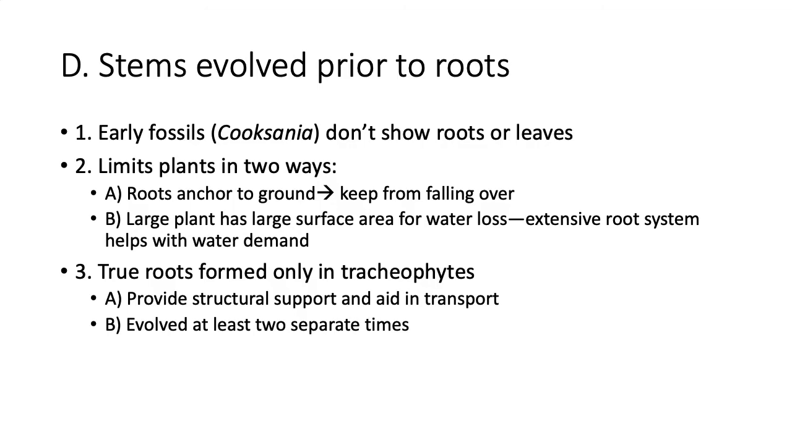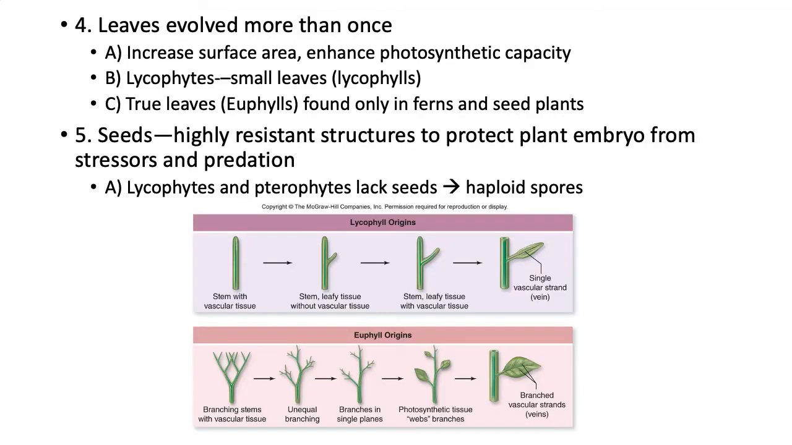Some other things with the tracheophytes, leaves. In its evolutionary history, leaves have evolved more than once. With the development of leaves, you increase your surface area, you can take in more sunlight, enhance your photosynthetic capacity.